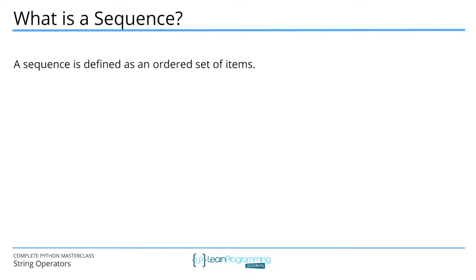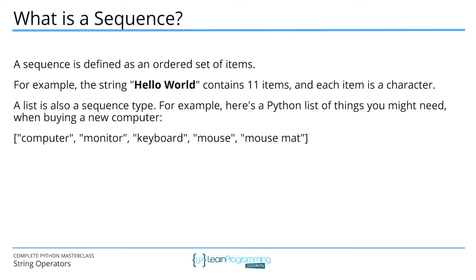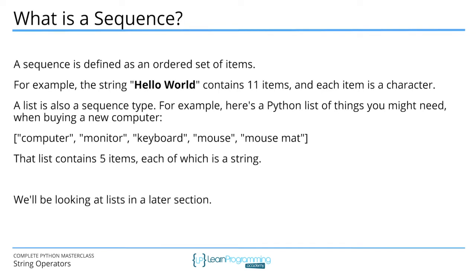A sequence is defined as an ordered set of items. For example, the string hello world contains 11 items and each item is a character. But a list is also a sequence type. For example, here's a Python list of things you might need when buying a computer. Each item is in double quotes separated by a comma, and it's all in left and right square brackets. So that list contains 5 items, each of which is a string. Now we'll be looking at lists in a later section of this course.